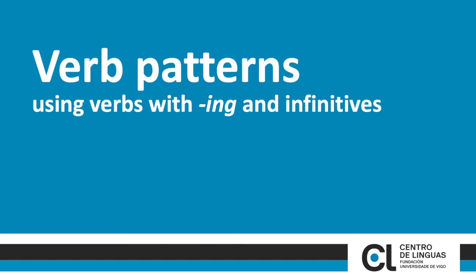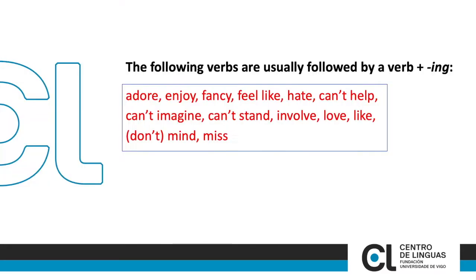Verb patterns are something that seem difficult at first in English, but with practice you get better at it. By verb patterns I'm referring to when you put two verbs together. The second verb either has the ing form or the infinitive form with or without to. We're going to look at different categories.